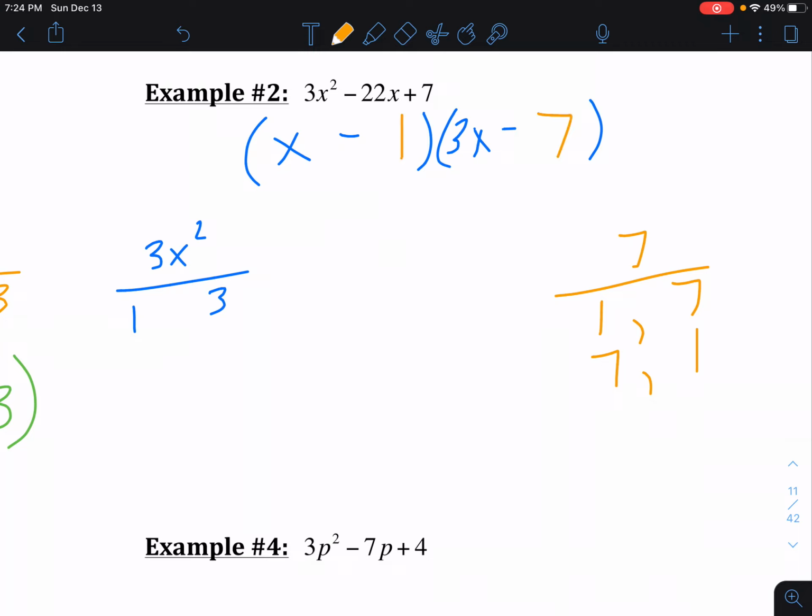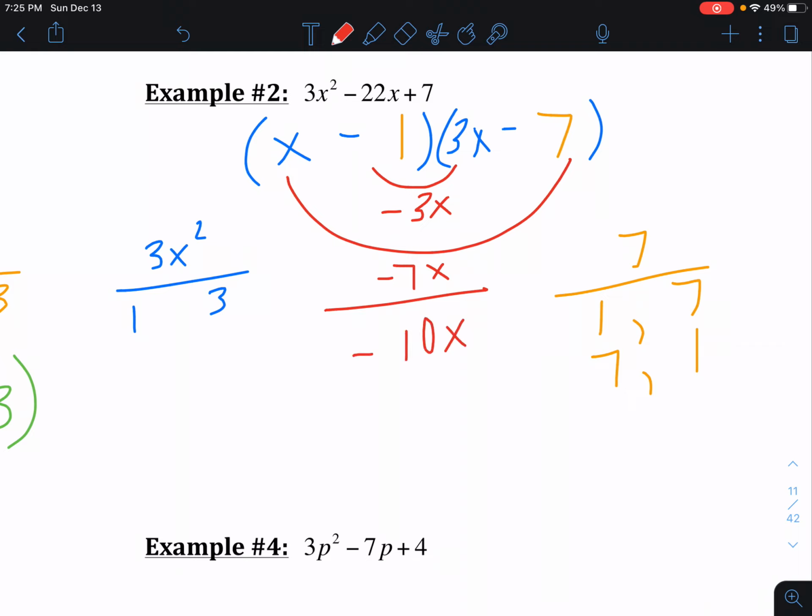So now we're going to FOIL. We'll do the O and I of FOIL. So we're going to check. Now we're checking. The O's multiply to get negative 7x. Be careful with signs. The I's, negative 1 times 3x is negative 3x. And then those add up to get negative 10x. Well, that's not good. I need it to add up to negative 22x. So my guess was not correct when I went to check it. So now here's what you're going to do. Just erase your 1 and your 7.